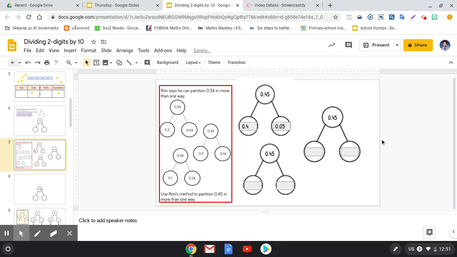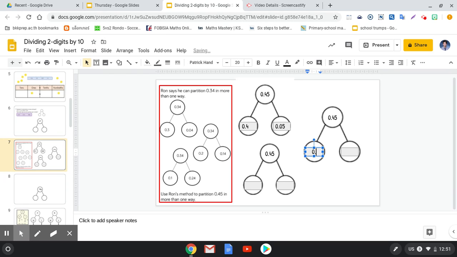Right, let's go on to the next one now. Well, I noticed when Ron did it, he just took away a tenth. So I'm going to put 0.3. I've taken away 1/10. I'm going to add 10 hundredths into the hundredths column. So instead of 0.05, I'm going to put 0.15. So you can see I've put in a tenth or 10 hundredths to help me.